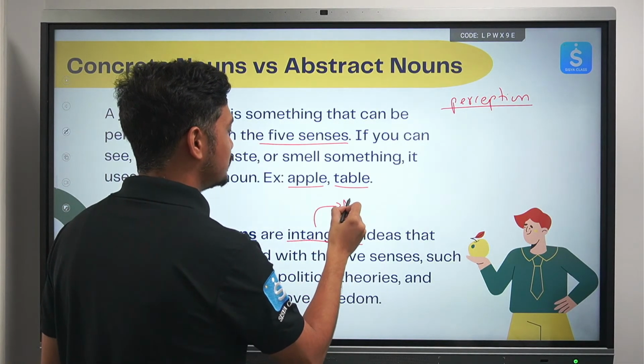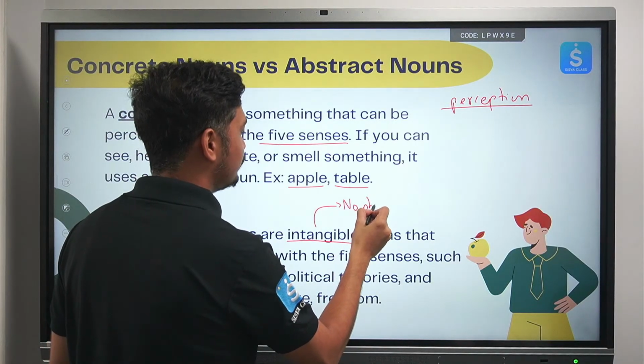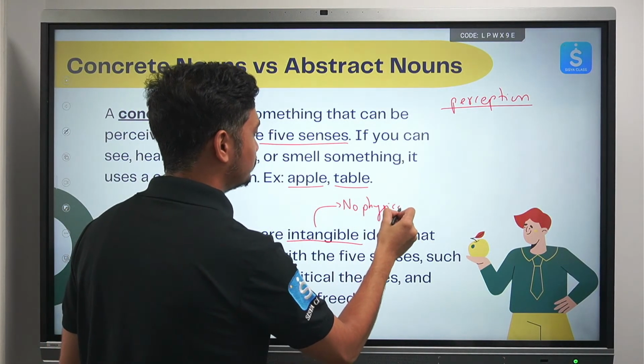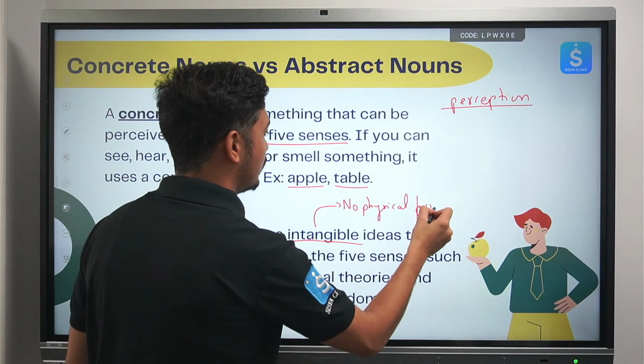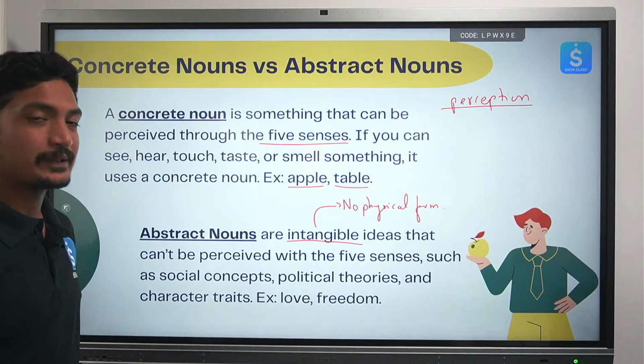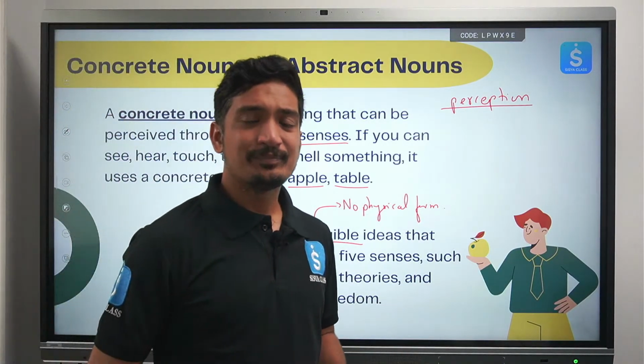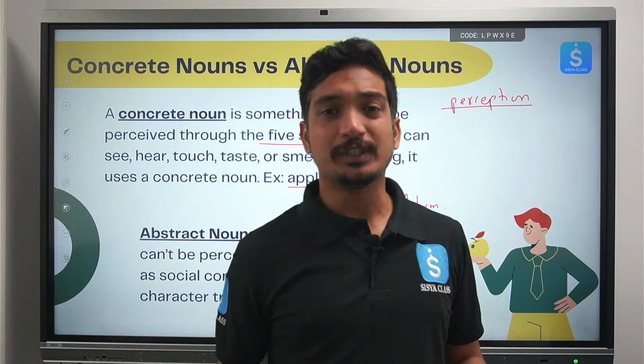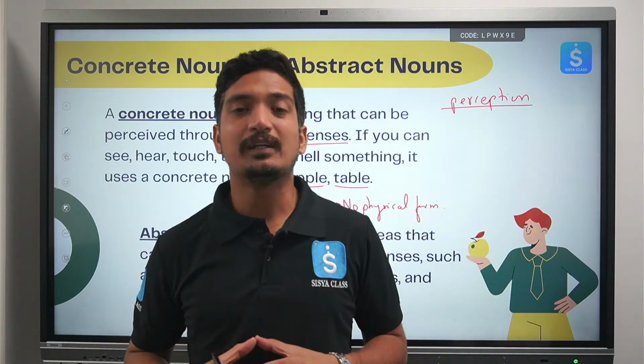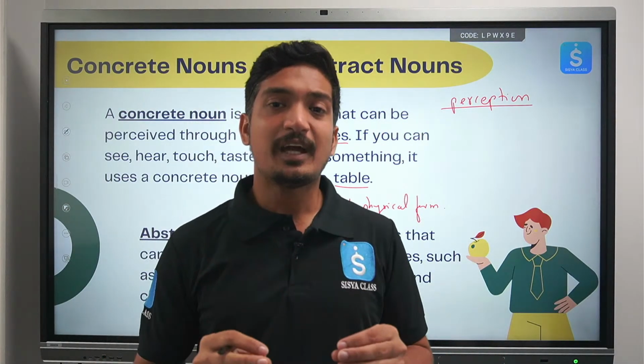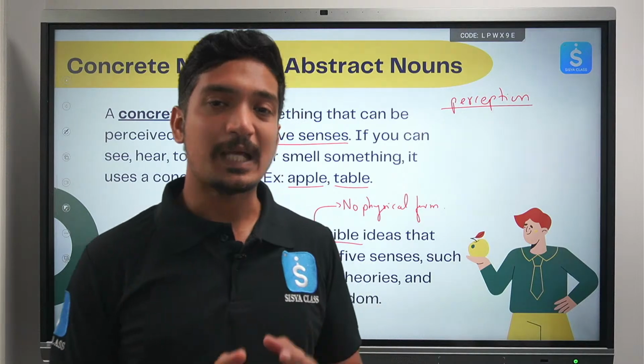Intangible means it has no physical form. These are ideas, expressions, and emotions which don't have actual physical forms. These kinds of naming words are called abstract nouns.